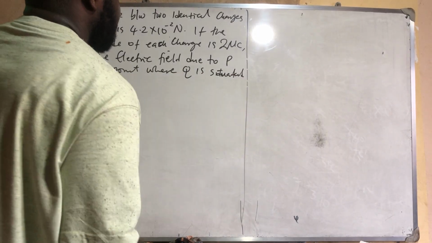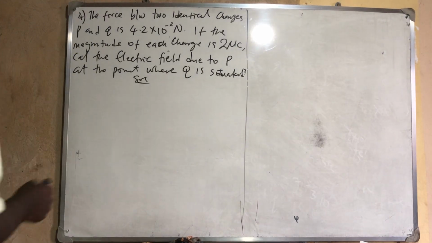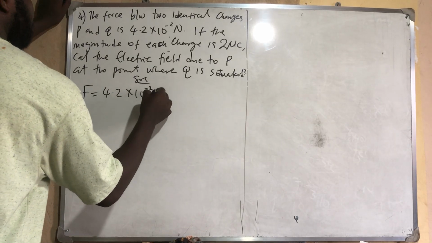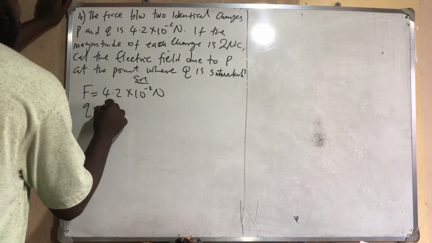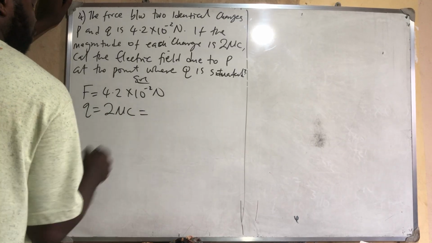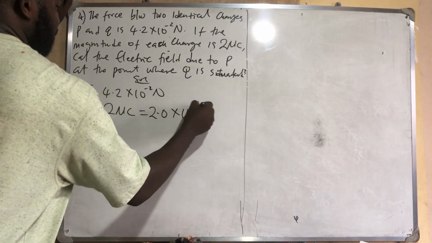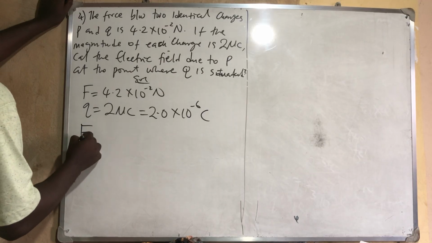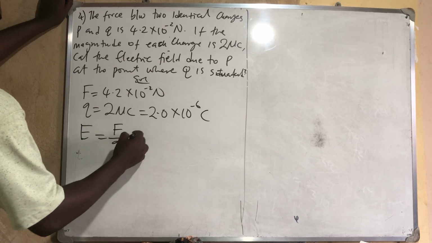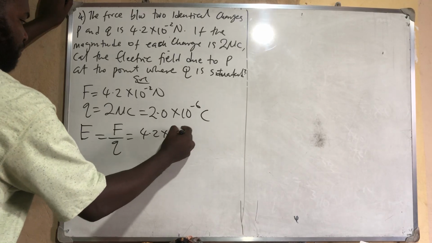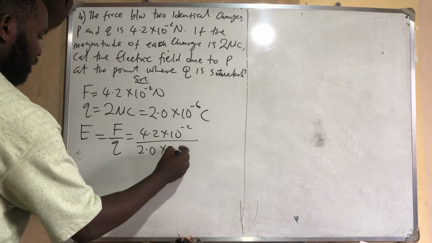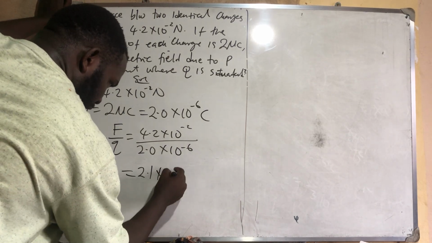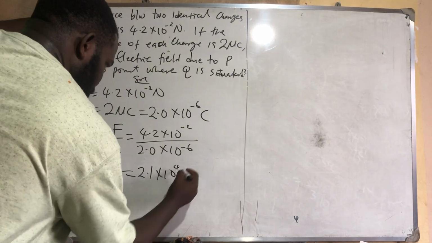All right, this is very, very simple. So solution, bring out your parameters. The first thing they gave us is force. The force is 4.2 times 10 raised power minus 2 Newton. And the next thing they gave us is charge. The charge they gave us is 2 μ coulomb. And what is μ? That is 2.0 times 10 raised power minus 6. Please, μ means 10 raised power minus 6. There you put your coulomb. So I know my electric field intensity is equal to the force per unit charge. What do I have? 4.2 times 10 raised power minus 2 divided by 2.0 times 10 raised power minus 6. So I'm having 2.1 times 10 raised to power 4 Newton per coulomb.